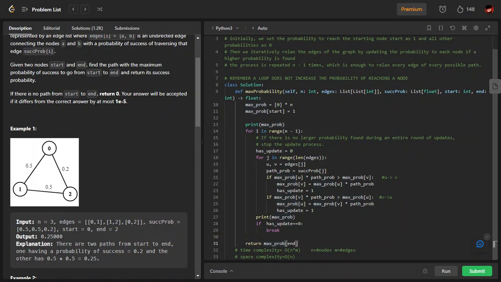So let us see what happens here. As I mentioned, this loop will run 5 minus 1 times. From here onwards, this loop will basically go through each of the edges. What are the edges? These are the edges. It will go through each of the edges and do an operation which is called the relaxing operation.